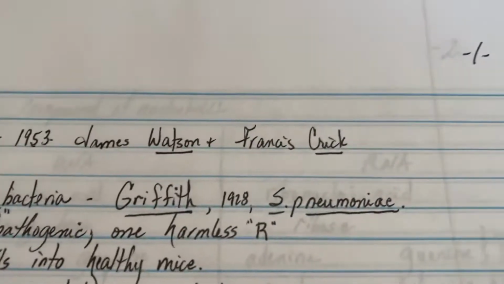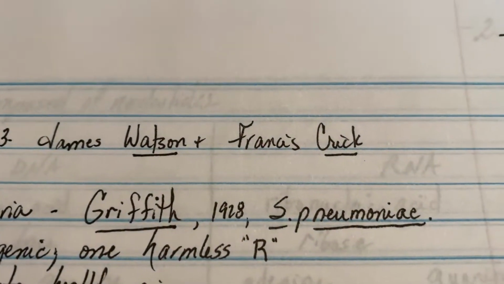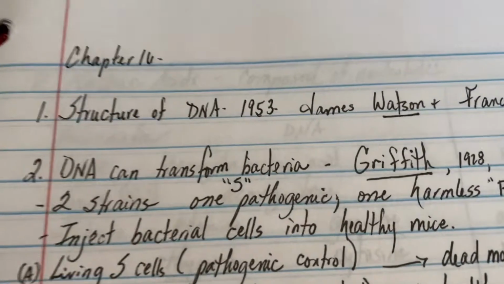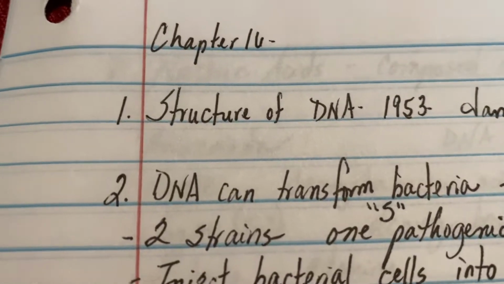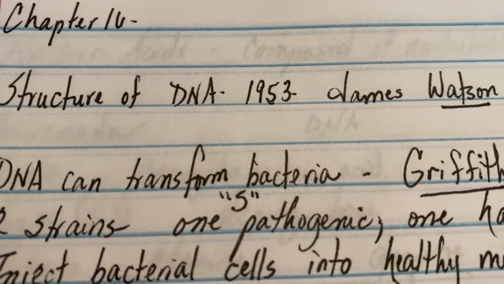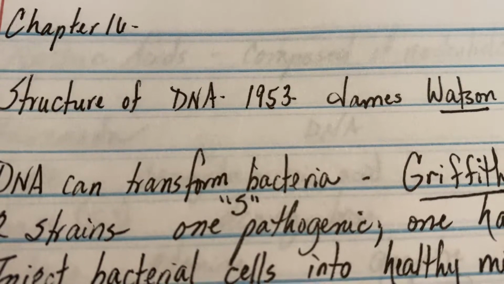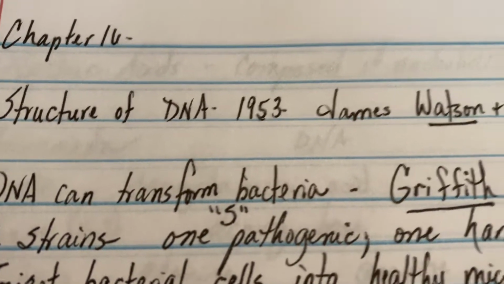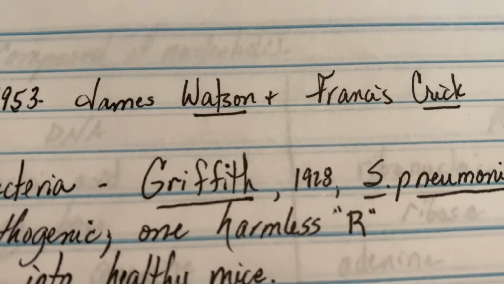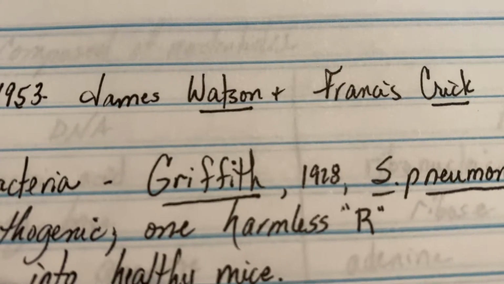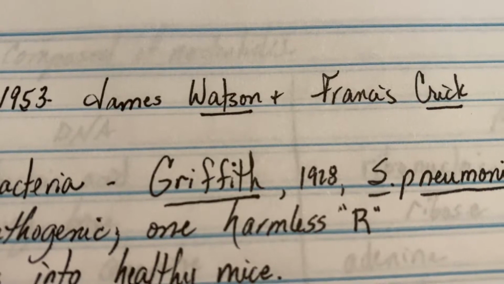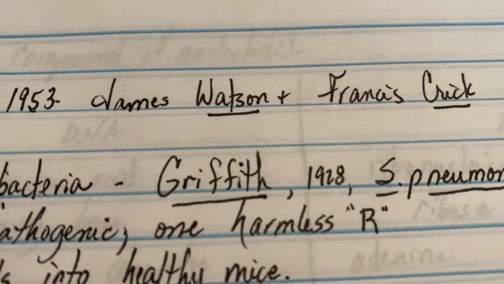This was some really interesting studies with Streptococcus pneumoniae. So there were two strains that he was working with. One of them was called the S strain, and it was pathogenic. In other words, it could actually cause pneumonia. One of them was harmless, and even though it was a strain of the same bacteria, it was different enough genetically that it could not cause a disease, and Griffith called that the R strain.